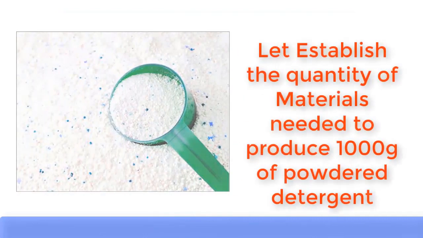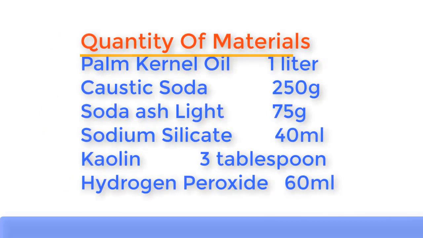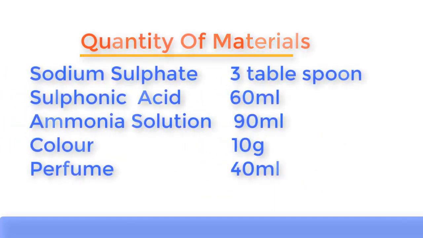Now let's establish the quantity of materials needed to produce about 1000 grams of powder detergent. Palm kernel oil 1 liter, caustic soda 250 grams, light soda ash 75 grams, sodium silicate 40 ml, kaolin 3 tablespoons, hydrogen peroxide 60 ml, sodium sulphate 3 tablespoons, sulfonic or sulfuric acid 60 ml, ammonia solution 90 ml, color 10 gram, perfume 40 ml.